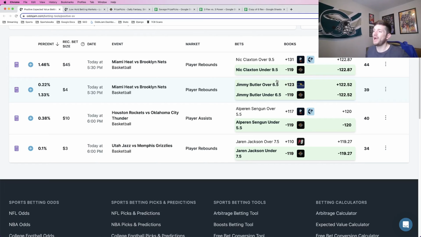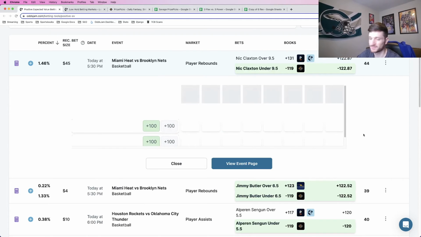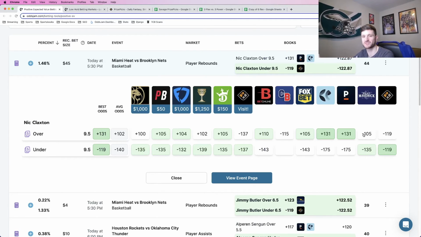So the way that this works, the positive expected value, everything is derived from these no vig odds here. And this is what's really, really important to understand. So when it comes to sports betting, actual sports betting, let's just forget about PrizePicks for a second. Sportsbooks are all going to have different odds. So I clicked into a play here. This is Nick Claxton under 9.5 rebounds. We see odds taking out PrizePicks ranging from minus 135 all the way up to minus 175.